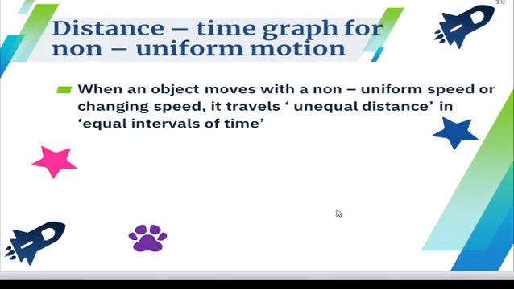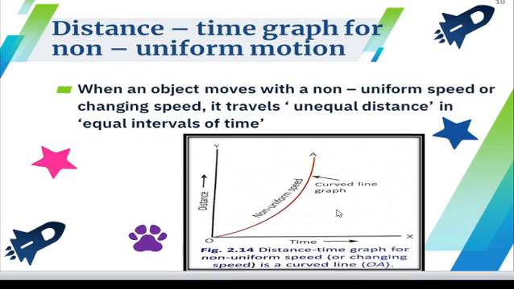Next we are going to discuss non-uniform motion. In non-uniform motion, when an object moves with a non-uniform or changing speed, it travels unequal distances in equal intervals of time. Time is equal but distance is unequal. When we see the graph, the object moves in a different way. So this is a curved path. This is an example of non-uniform motion.